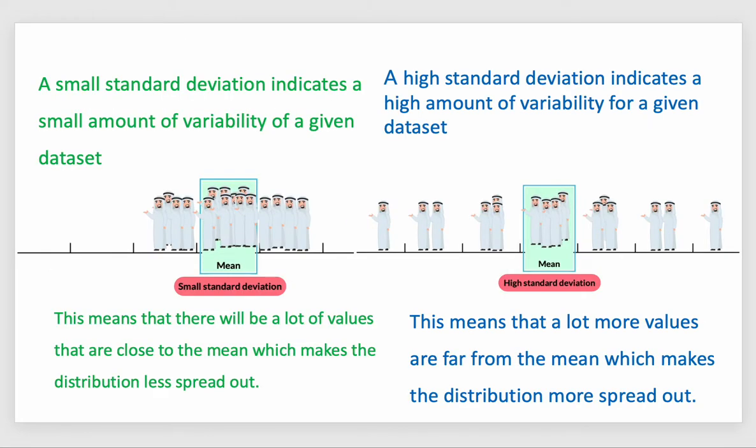Another way to think about this is by looking at these pictures. As you can see in these pictures, all the data, which are all the men, are very close to the mean, which means I'm expecting a small standard deviation. In the other pictures, I can see all the data, which are also all the men, are far away from the mean, so I'm expecting a large standard deviation.